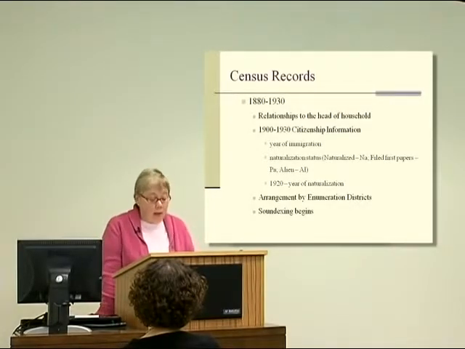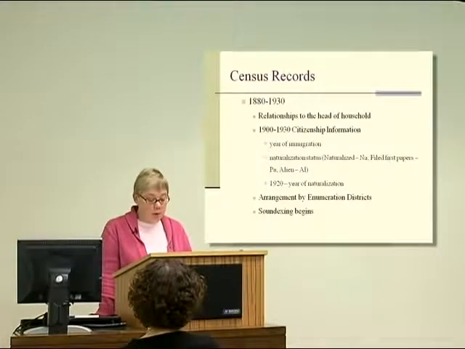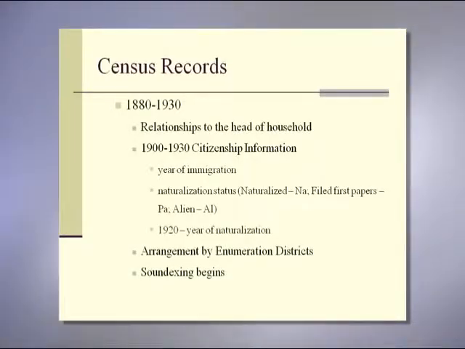Beginning in 1880, they list the relationship to the head of the household. It also, starting in 1900, provides citizenship information, the year of immigration, naturalization status, whether naturalized, NA, whether they filed their first papers, PA, or they were an alien, AL. And in 1920, it gives the year of naturalization. The records are also arranged by enumeration districts, and those are areas within the county that an enumerator could cover in either 2 weeks or 1 month, depending on whether they're in the city or the country.